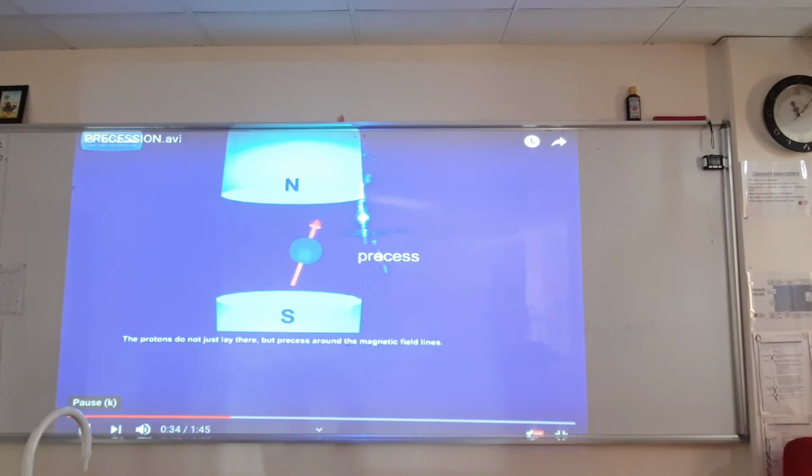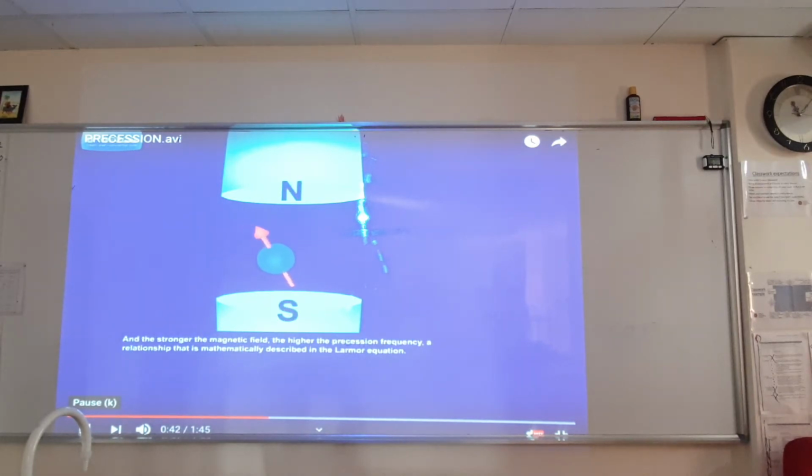The protons do not just lie there, but precess around the magnetic field lines. And the stronger the magnetic field, the higher the precession frequency, a relationship that is mathematically described in the Larmor equation.